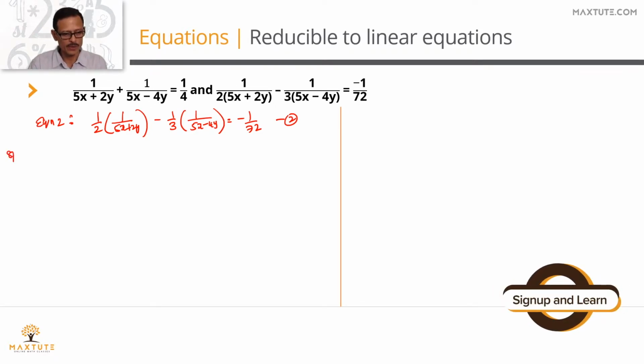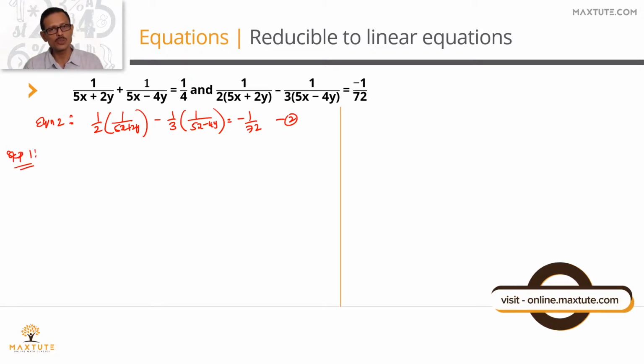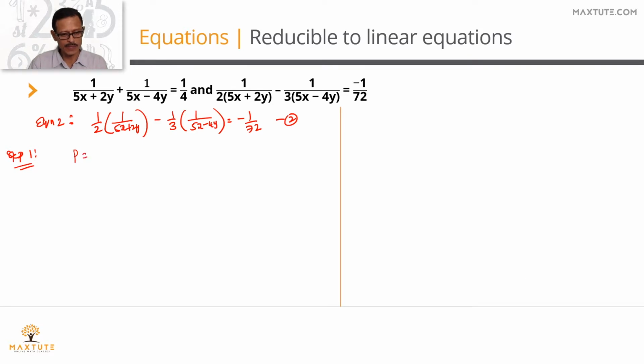So step 1, we're going to rewrite both these equations by assigning values to two new variables. Let's say p is equal to 1 by 5x plus 2y. And let's say q is equal to 1 by 5x minus 4y. Let's plug in wherever we find 1 by 5x plus 2y with a p and 1 by 5x minus 4y with a q. Equation 1 therefore will become p plus q is equal to 1 by 4. Let's call this equation 3.